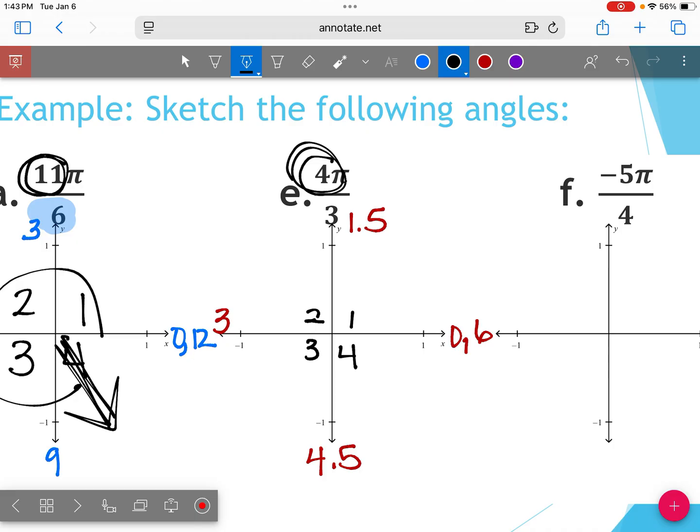It is 3. So what you're asking yourself, is 4 between 0 and 1.5? No. Is 4 between 1.5 and 3? No. Is 4 between 3 and 4.5? Yes. So my terminal side, this is called the terminal side. That's where I stop. So what I'm saying is I'm starting here and I'm rotating to there. That's the angle. So that's my angle.